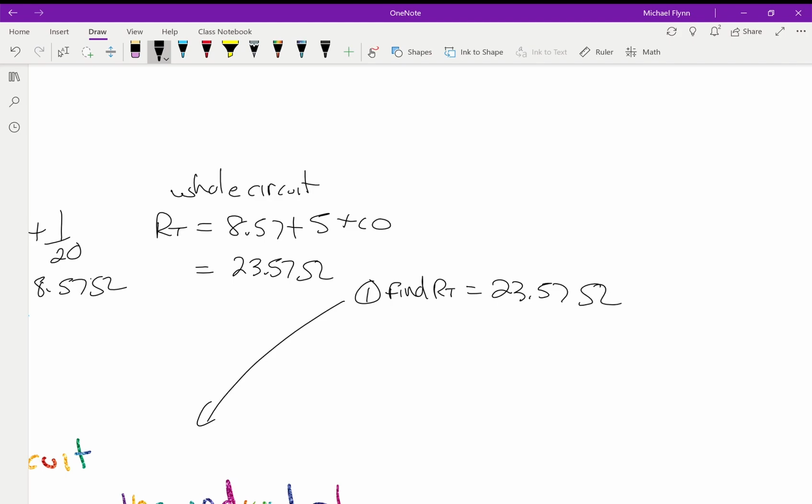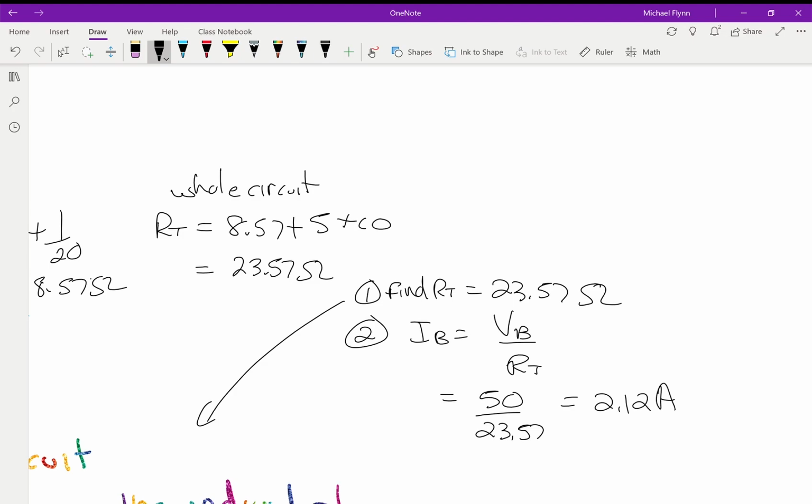Now I'm going to find the total current, IB. I use Ohm's law, so it's VB over the total resistance. That's going to be 1 over that times 50 volts. So that's 50 divided by 23.57, which is equal to 2.12 amps. Now is where you have to use a little bit of cleverness.